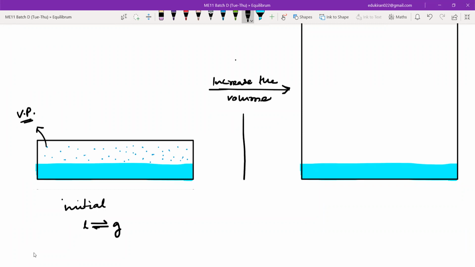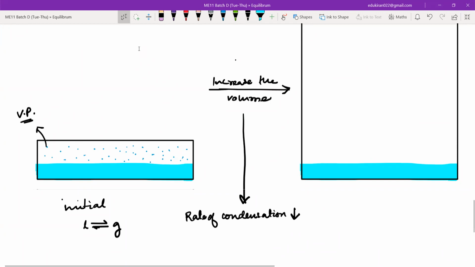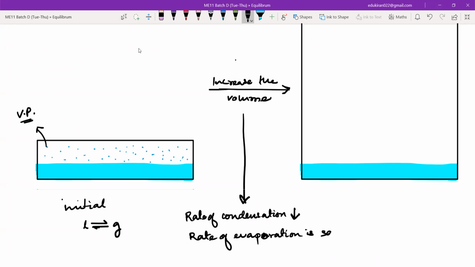While I'm increasing the volume, what is the change that is happening in terms of the water vapor, in terms of this conversion? In this case, the rate of condensation decreases, because gas is something that knows what is happening with the volume. That means gas is not going towards liquid, but liquid doesn't know what is happening with the volume. So the rate of evaporation is the same. Okay, so the rate of condensation decreases.